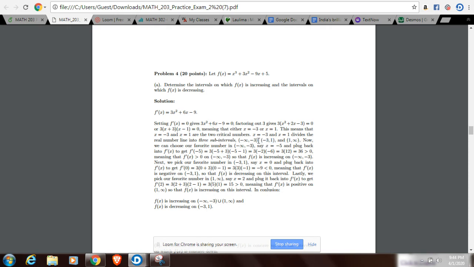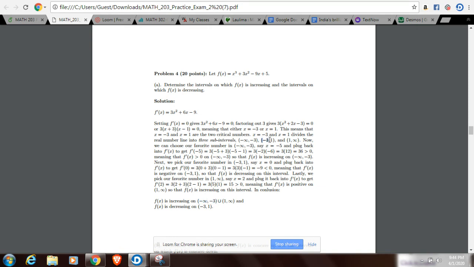So if you plug in any number from negative infinity to negative 3 and plug it in here, the first factor is always positive, it's 3. The second factor here is going to be negative. The third factor is also going to be negative. Negative times a negative is positive, so that means f prime is positive. f is increasing on negative infinity to negative 3.